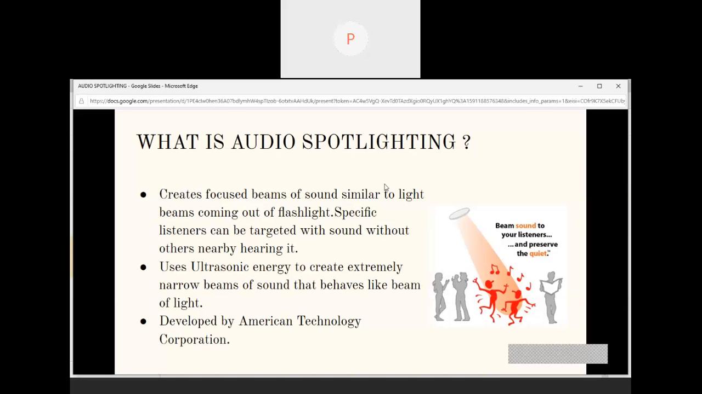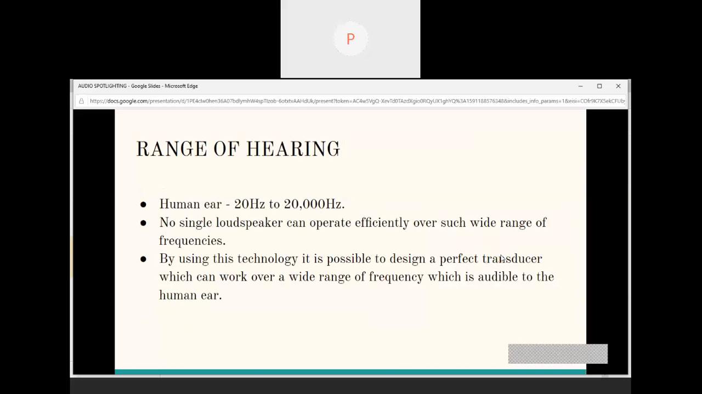The figure depicts what an audio spotlight actually is. The beam sounds to our specific listeners and preserves the quiet as it is. Before moving further, let's discuss some basic concepts related to sound. All sound is produced by vibration. The sound of our voices is the result of vocal cords vibrating in our throat, while sound from a plucked guitar string comes from vibration of the string.